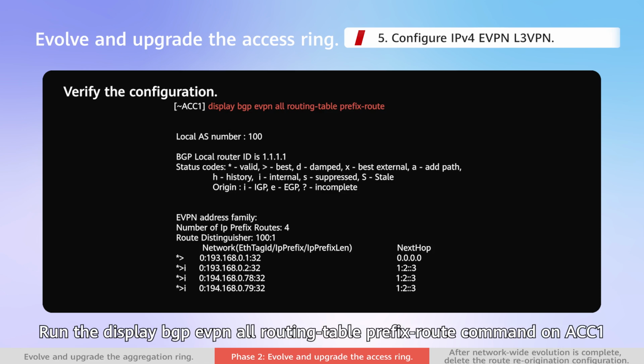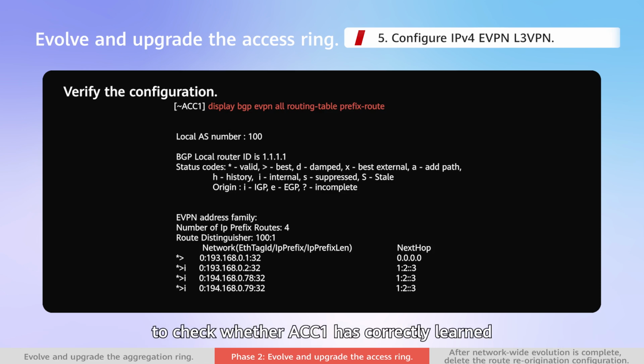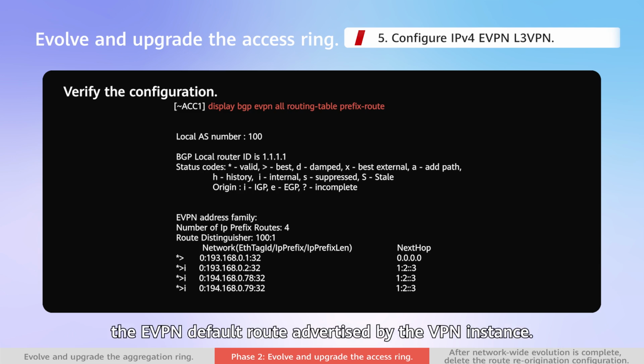Run the display BGP-EVPN all routing table prefix route command on ACC1 to check whether ACC1 has correctly learned the EVPN default route advertised by the VPN instance.